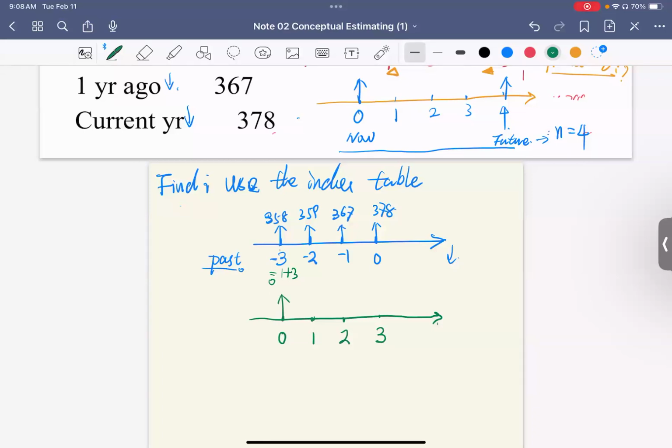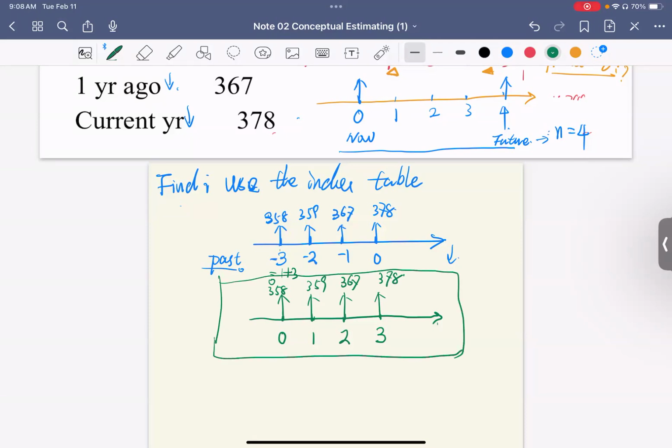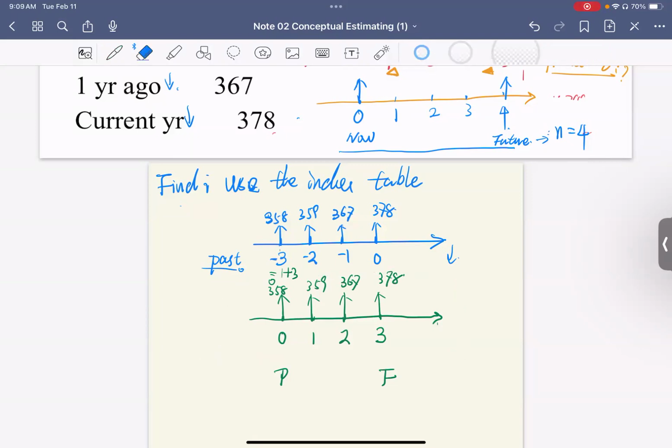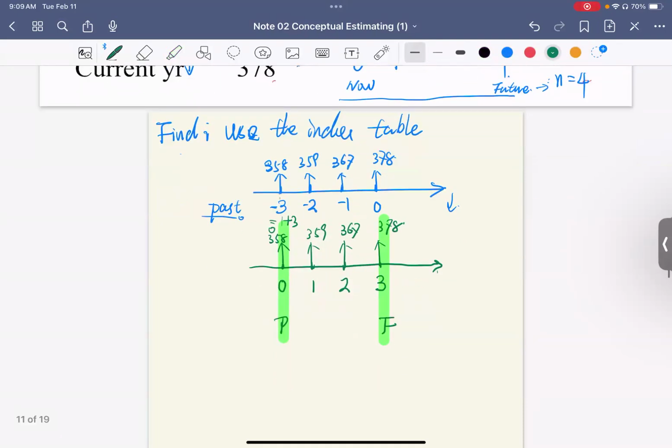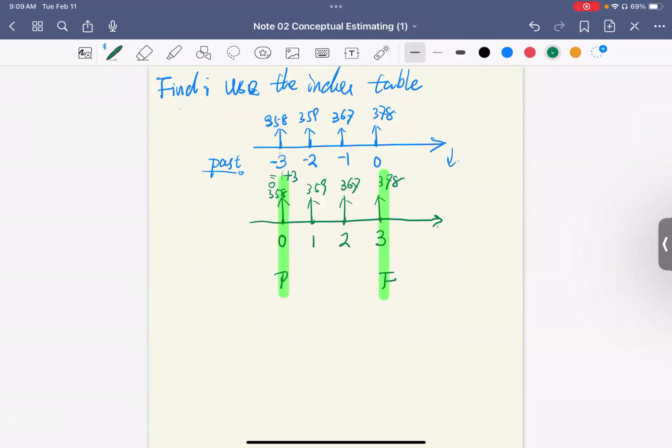So similarly, you have 358, 359, 367, and 378. So this is much easier to use because you have the P, and this is your future. Does that make sense? Yes. Okay, so now you understand here is your present value, here is your future value. So you can get an equation here: F is equal to P(1 plus i) to the N.